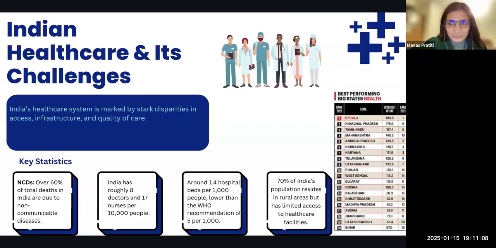So these are the rough statistics, where India has roughly 8 doctors and 17 nurses per 17,000 people. This was the statistics I was trying to talk about earlier. These disparities are a little too much to deal with through policy changes or just increasing the number of doctors, which is why the Indian healthcare system is a very huge market for healthcare informatics, healthcare data science, or AI for healthcare.